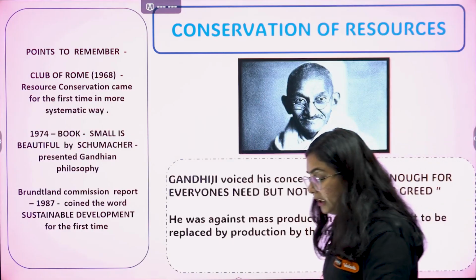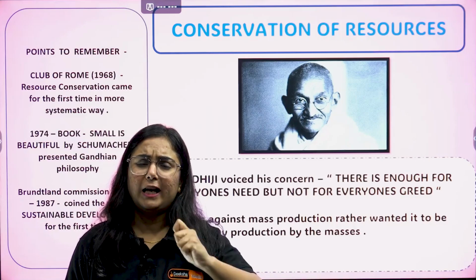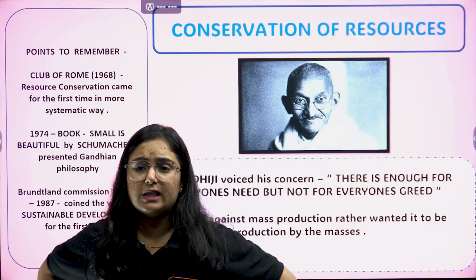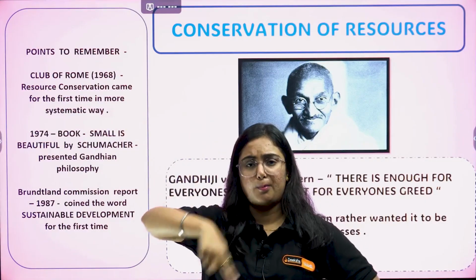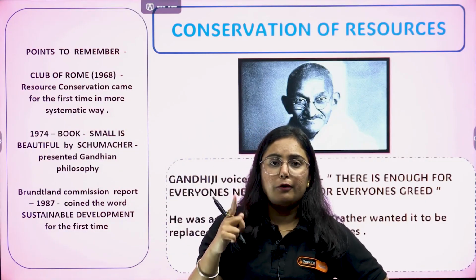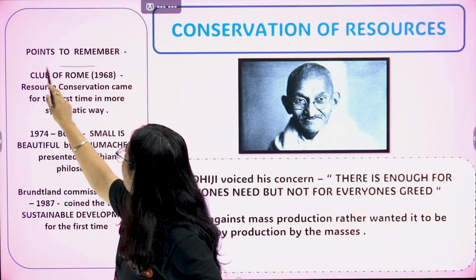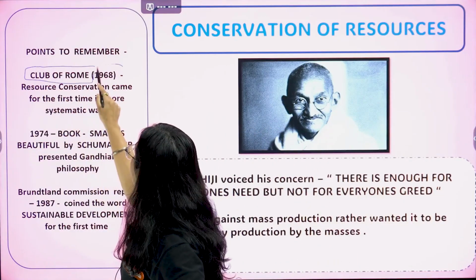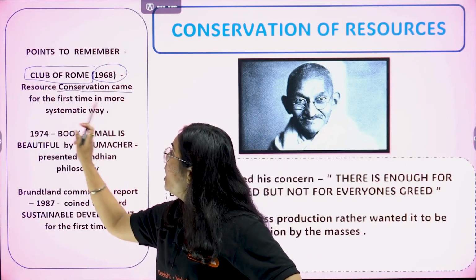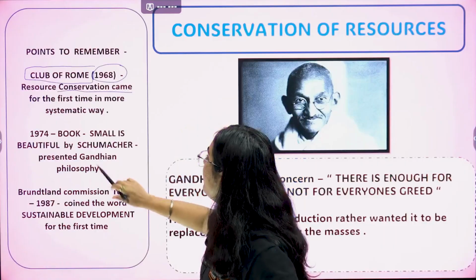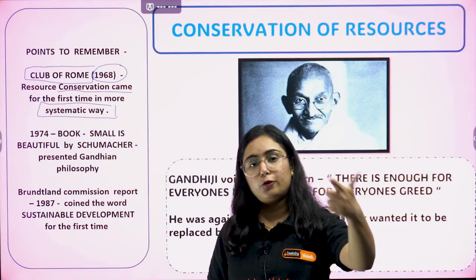Now, we know that resource planning is going on, right? Somewhere it might be that first time the idea was seen, right? Yes. Some points to remember here. It was given in the box in your NCERT, and I think for 1-marker question you should know that fact. The first is that there was a Club of Rome in the year 1968 which talked about resource conservation for the very first time in a systematic way. It was in Club of Rome, right?